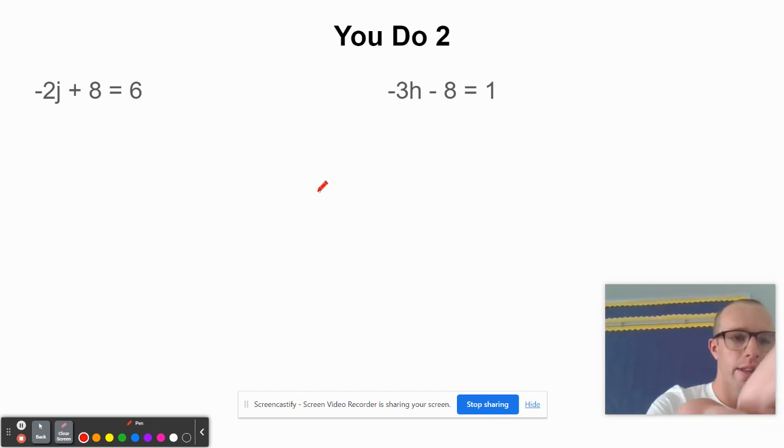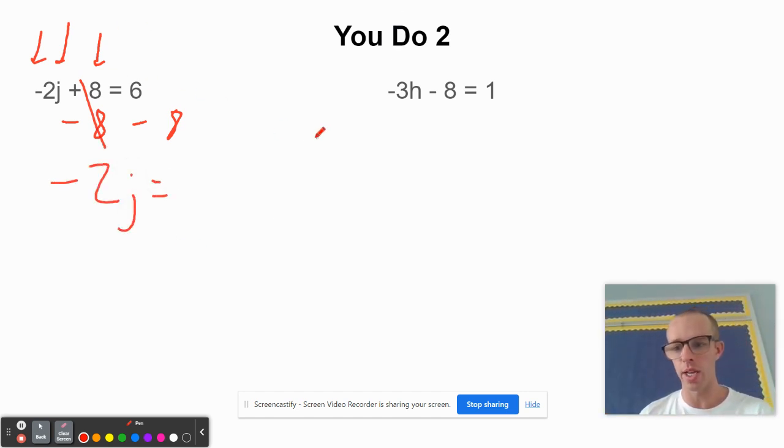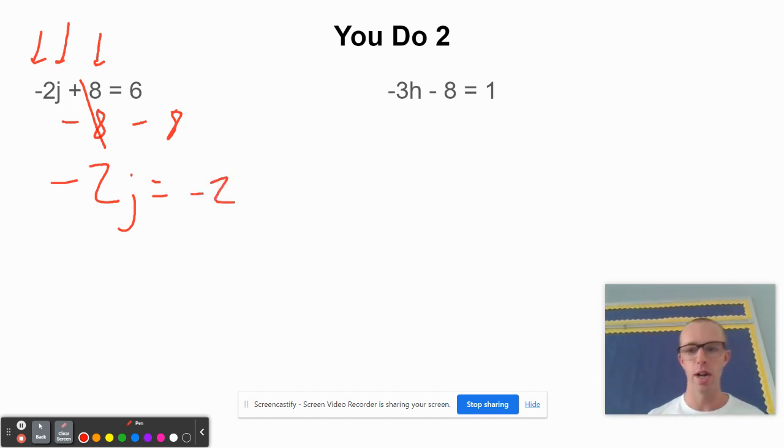I'm going to identify the parts real quick. I have a constant, coefficient, variable. Get rid of the constant first. To get rid of a positive 8, I do a minus 8 to both sides. Negative 2j is the only thing left on this side. On this side, I have 6 minus 8. If I have $6, but I owe you 8, I've got to give you all 6 of my dollars, and then I still owe you 2 more, so it's going to be a negative 2 here.